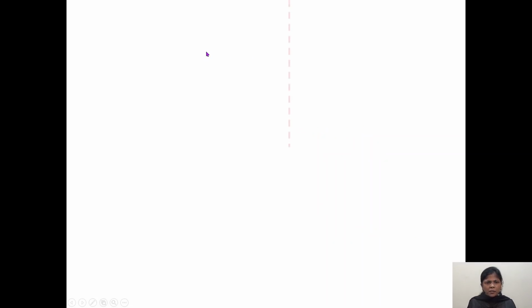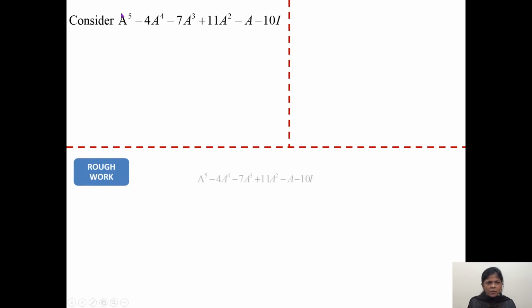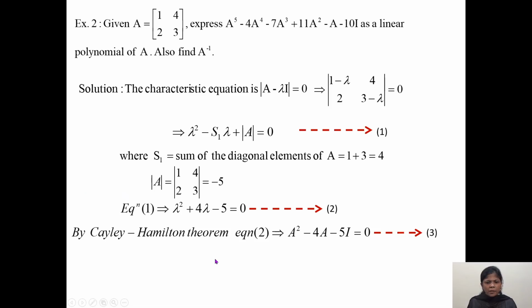Now let us concentrate on reduction of the given polynomial into lowest degree polynomials. So this is the expression given. We have to express this as a linear polynomial in A. So we need to do some rough work, right? So consider this polynomial. Now, what is a square minus 4a minus 5i? This is nothing but what we obtained on the left hand side after applying Cayley-Hamilton theorem, that is the left hand side of equation number 3. Okay, this we will consider as a divisor.